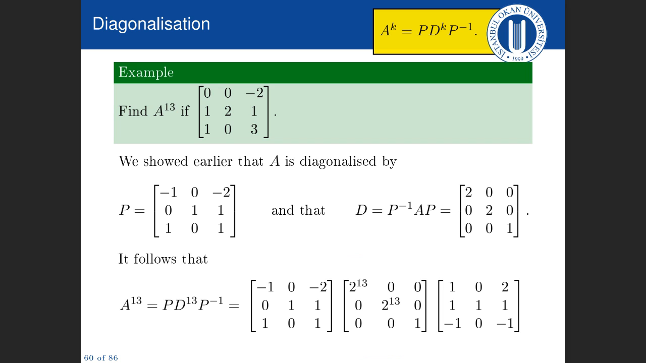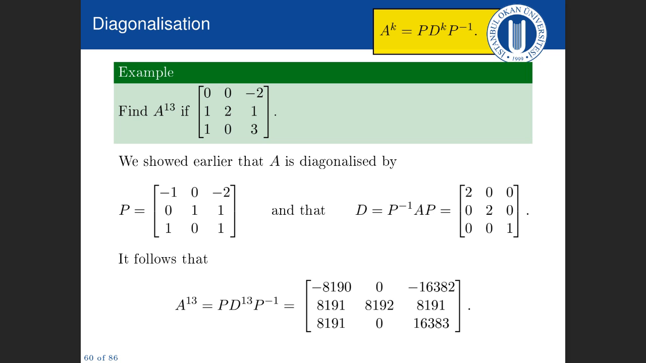So to calculate A to the power of 13, we don't have to do A times A times A times A and so on. We just need to multiply these three matrices together. That saves a lot of work. And I'll leave it for you to check that if we multiply these three matrices together, we get this one, which, yes, is a little bit complicated, but it's not as complicated as doing A times A times A, etc.